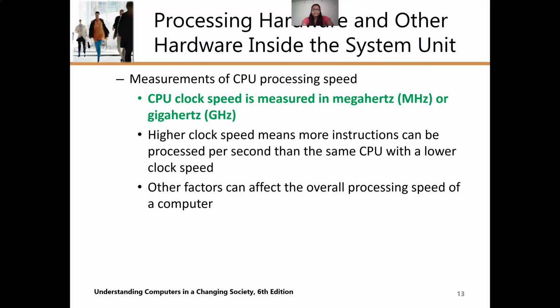So we have already seen that the CPU's processing speed is measured in gigahertz or megahertz. This is actually the clock speed. The higher the clock speed, the faster your computer can perform. So 3 gigahertz of clock speed is faster than 3 megahertz. I want you to find that out.